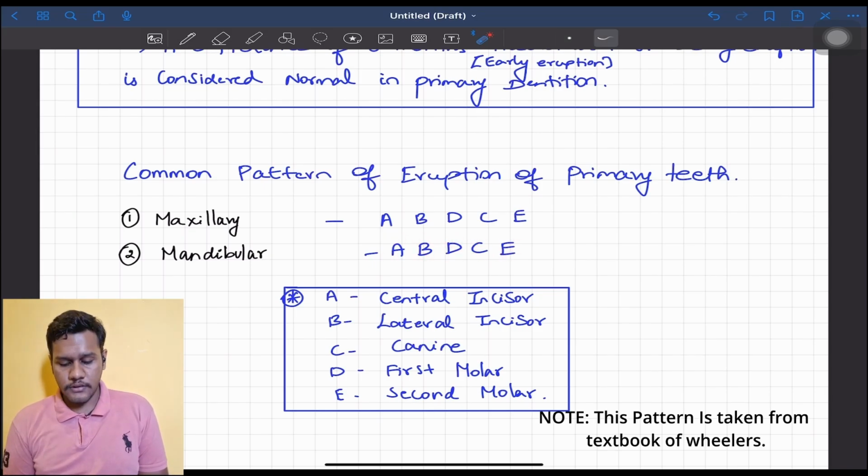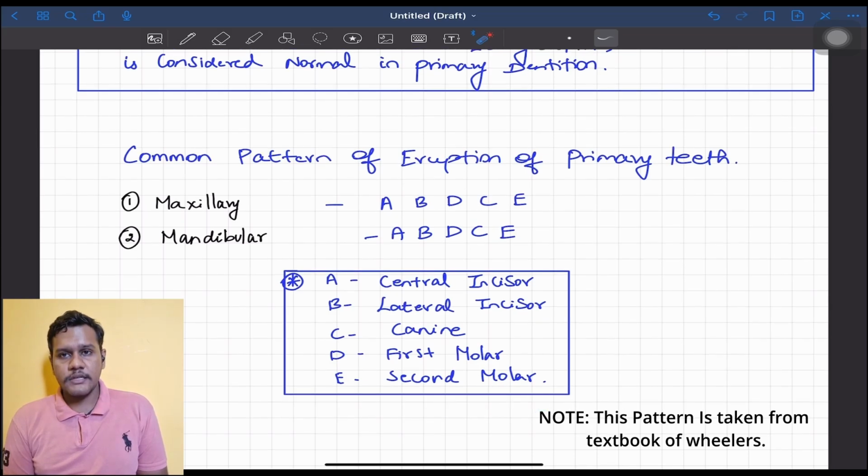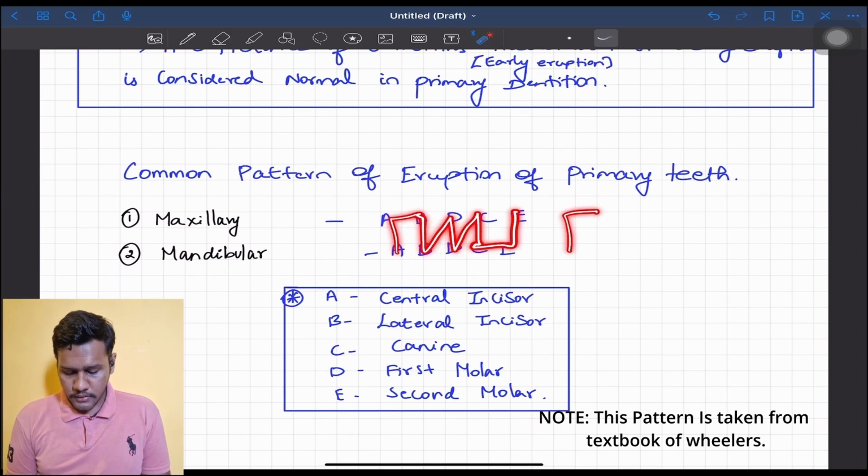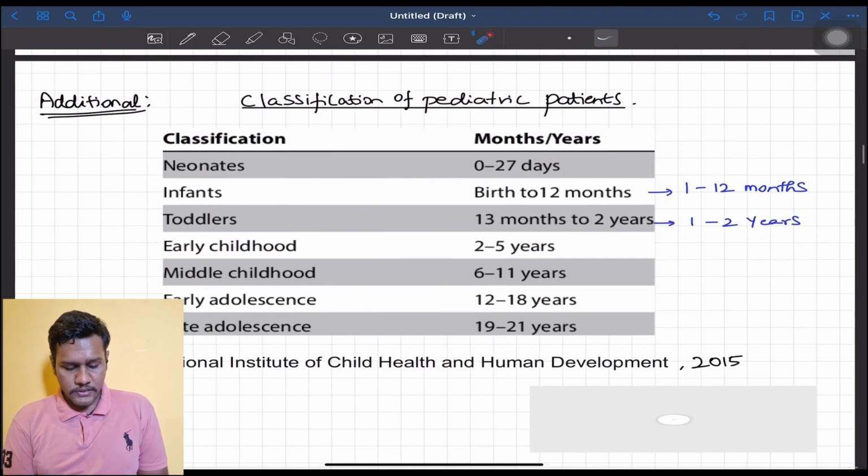Let's compare the pattern of tooth eruption. The first tooth to erupt is the mandibular central, followed by the maxillary central, then the maxillary lateral, then the mandibular lateral. These two teeth have a similar time of eruption. Then the first molars, then the maxillary canine, then the mandibular canine, then the mandibular second molar, then the maxillary second molar. You remember this like a drawn pattern. This is the pattern, an additional thing to know.